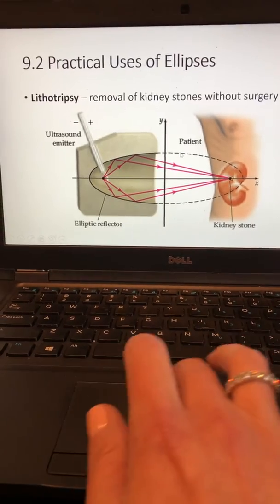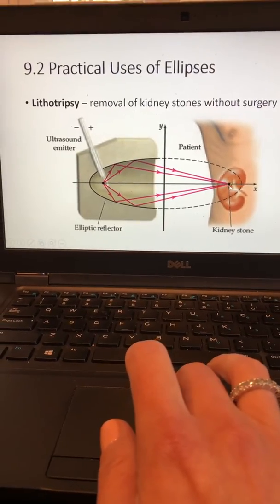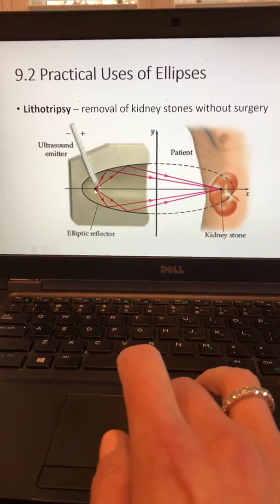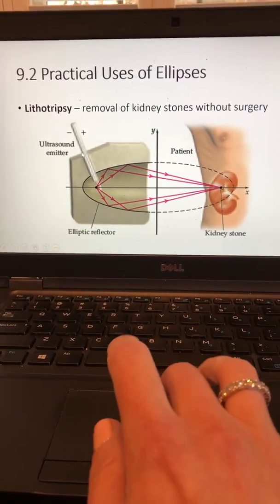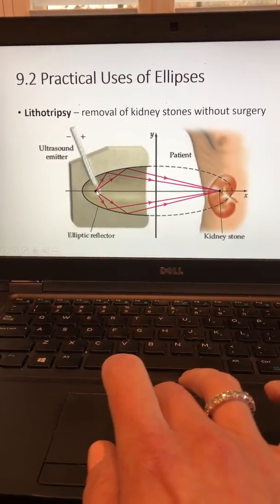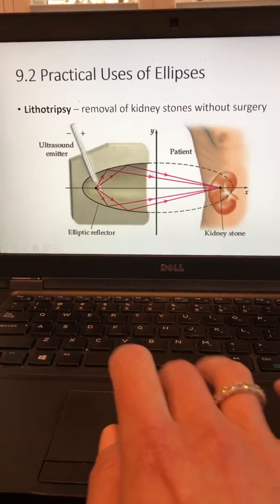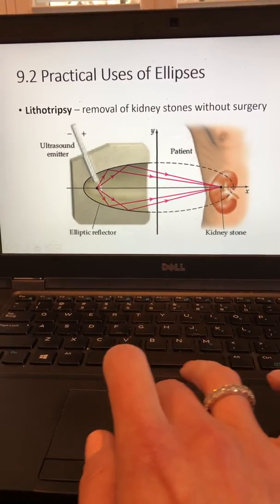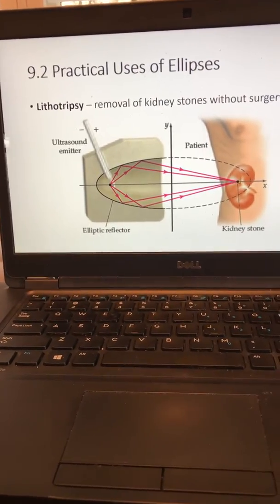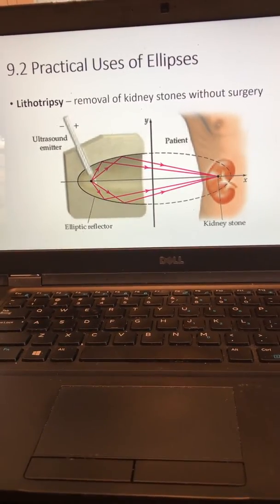And if you make this ellipse shape, and you place the kidney stone at one of the focal points, and you place the ultrasound emitter at the other focal point in an ellipse, this would be the surgical machine. What you'll see is that the ultrasound waves will bounce off the ellipse and travel directly to the focal point, and this will sort of break up the kidney stone. So by using some mathematical calculations and understanding where the focal points are, you can use ultrasound to break up kidney stones. It's actually pretty cool.